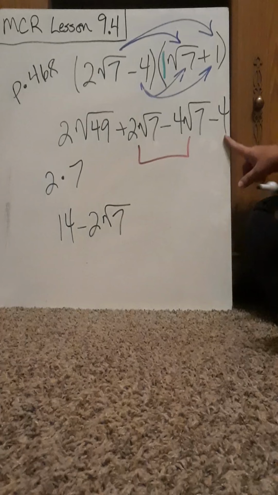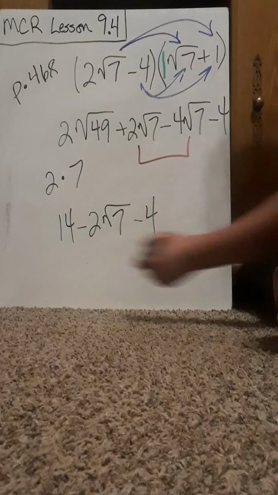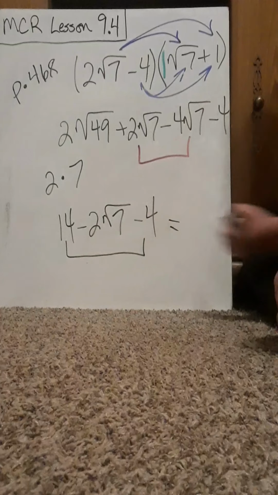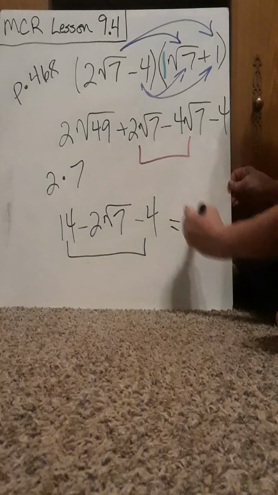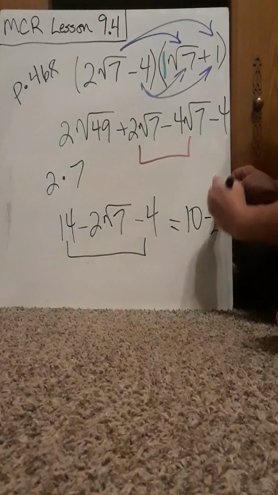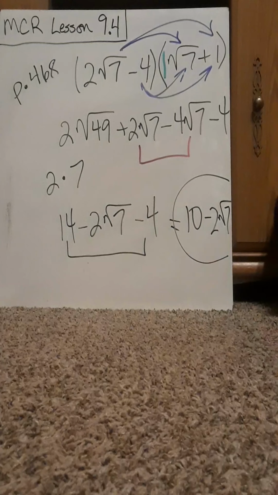And now let's bring down that minus 4 in the back here. I see one more thing that we can do. We can combine that 14 minus 4. So 14 minus 4 is going to become a 10. And then bring over that minus 2 radical 7. Don't try to combine these together. They're not like terms. Lots of people like to say, oh, 10 minus 2 is 8, and say 8 radical 7. You cannot do that. They are not like radicals. Don't try to combine them together.